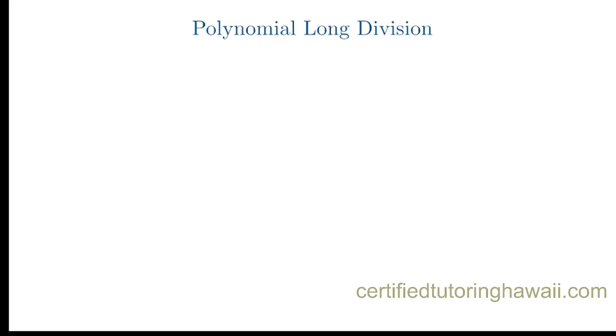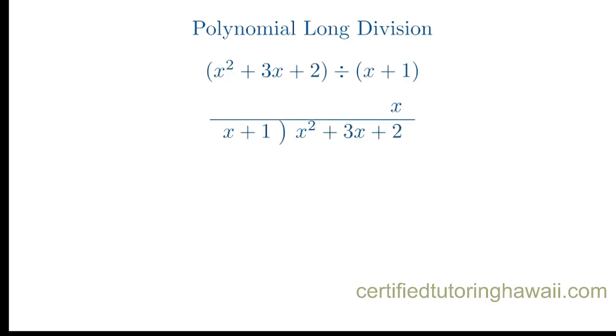Polynomial long division works just like long division with numbers. Let's walk through an example. Suppose we want to divide x squared plus 3x plus 2 by x plus 1. First, we set it up like a normal long division problem with the dividend under the house and the divisor outside. Now we focus on the leading terms.